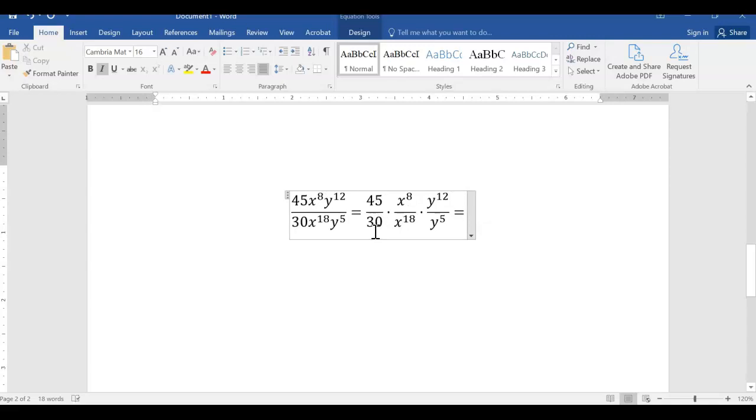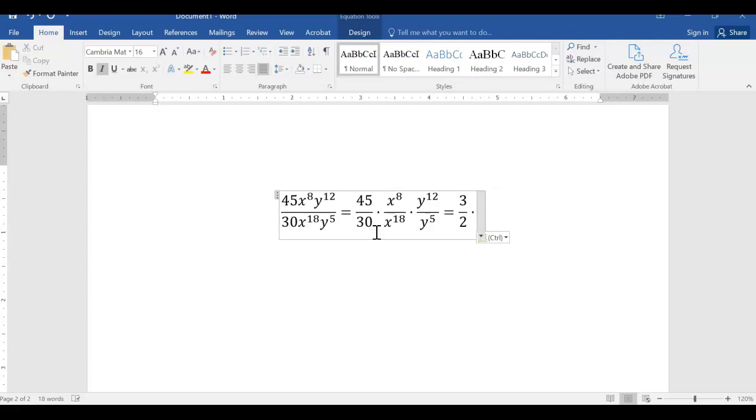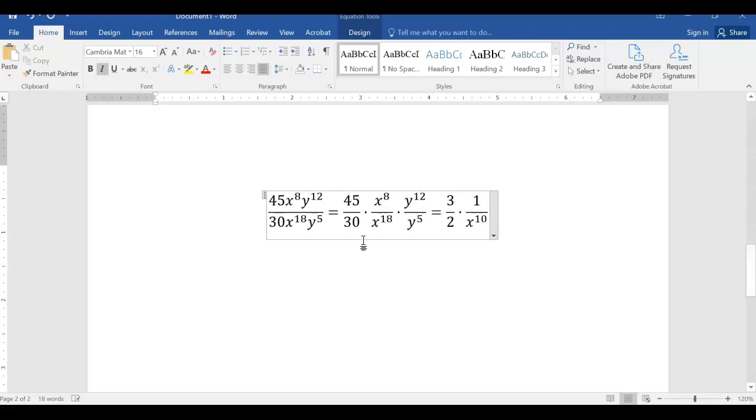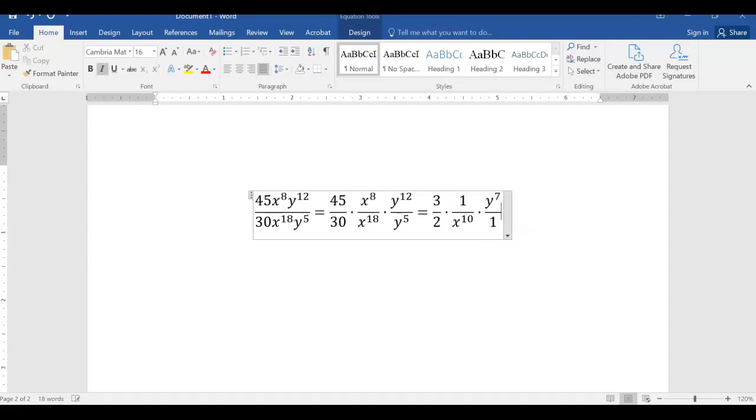So 45 over 30, that's something you can plug into your calculator and have your calculator give you an answer for. As an improper fraction, that's going to be 3/2. So we're going to get 3/2 times, well, x to the 8th divided by x to the 18th, that's just the regular quotient rule. That's going to give me 1 over x to the 10th. So you subtract, there's more factors in the denominator, so 1 over x to the 10th. And then we end up with y to the 12th divided by y to the 5th. 12 minus 5 is 7, so you're going to get y to the 7th power. That one is going to be in the numerator.